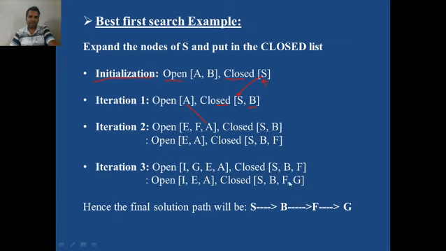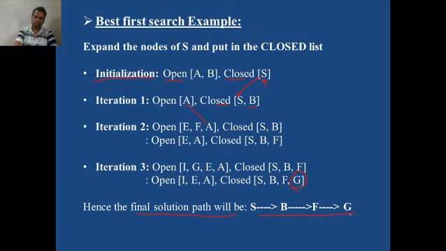Okay, so now we can check, we have traversed the goal node G. Therefore we obtained the solution. Therefore the final solution path will be S, B, F, G.